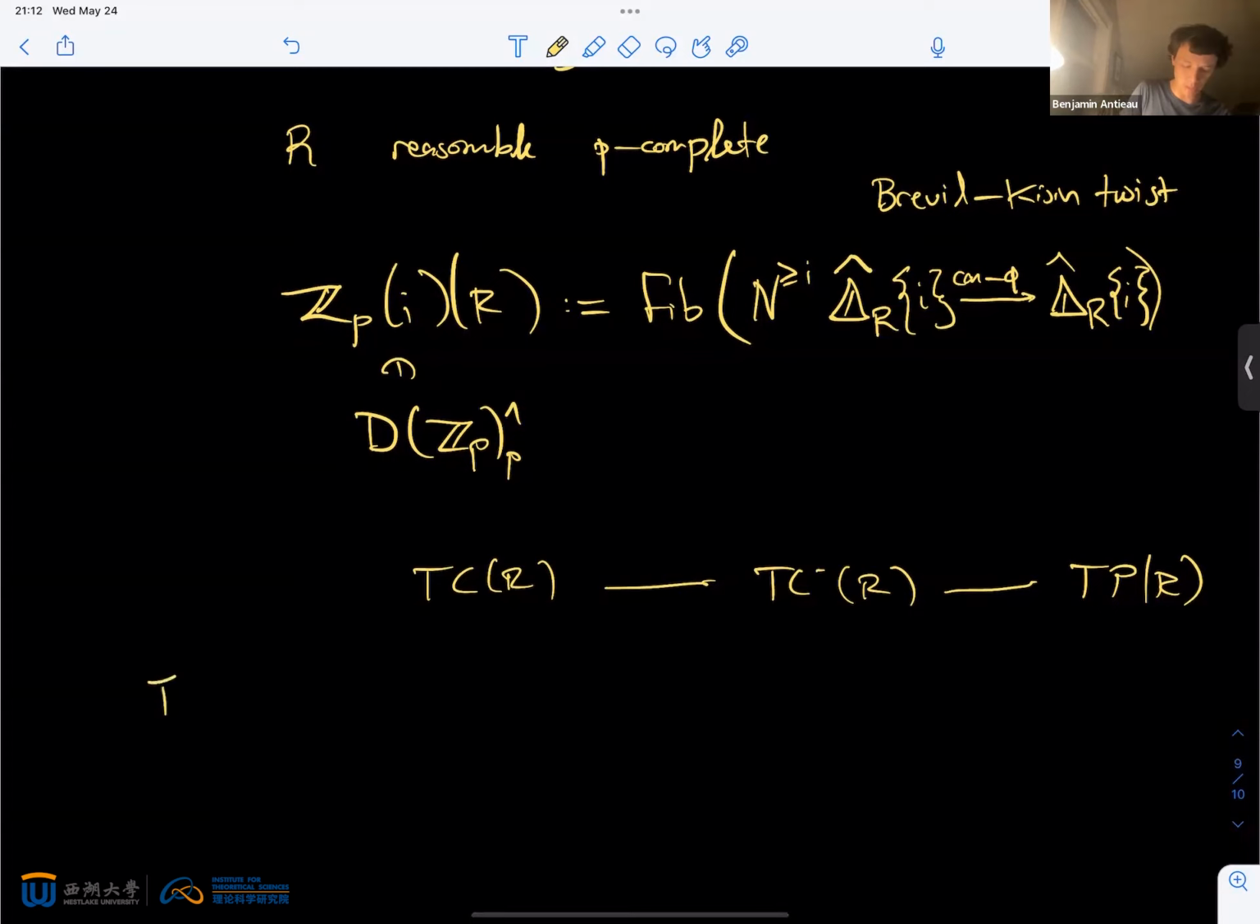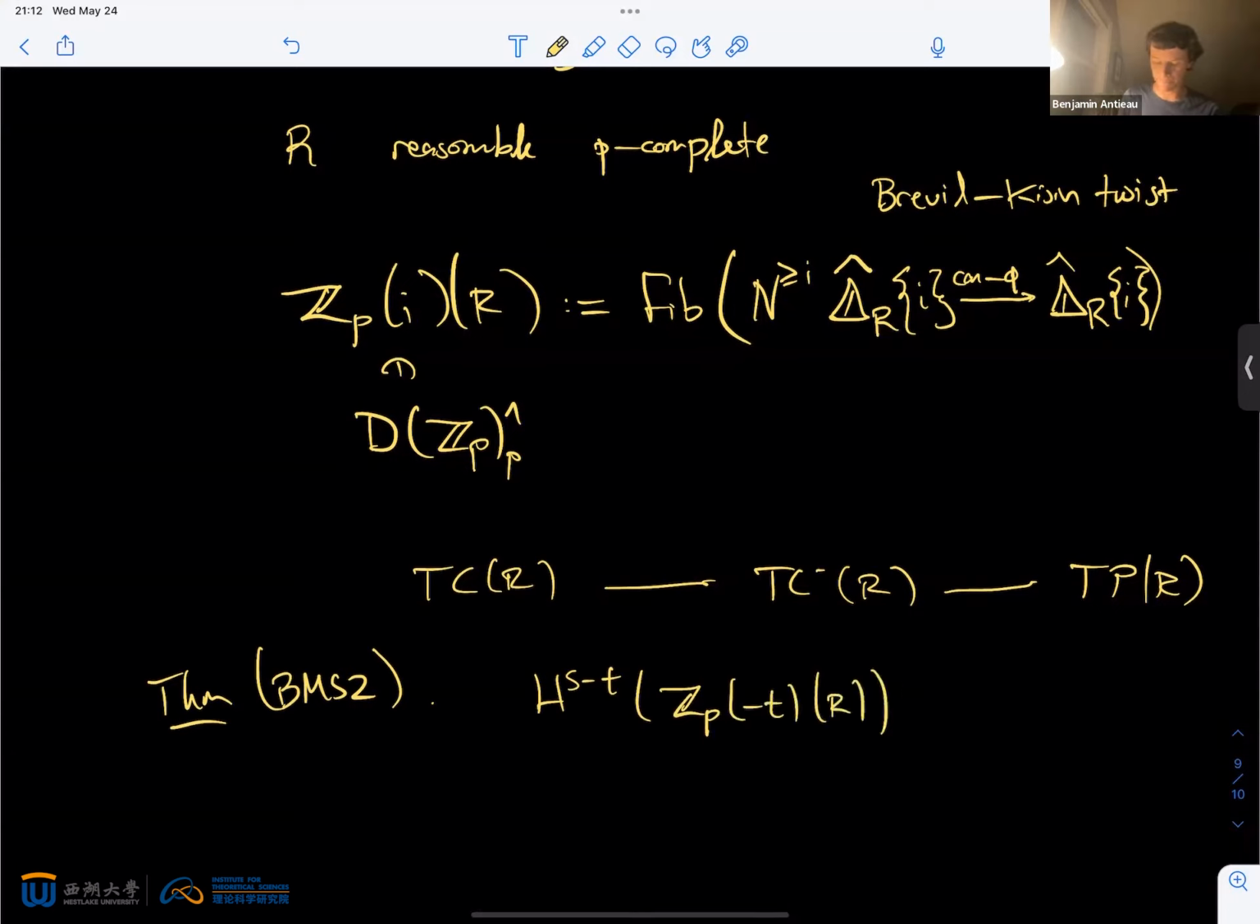The important theorem here, due to the second paper of Bhatt-Morrow-Scholze, is that there's a spectral sequence which looks an awful lot like the Atiyah-Hirzebruch spectral sequence. It goes from the degree s minus t cohomology of the minus t syntomic complex, and it converges to TC_{-s-t} of the ring R.